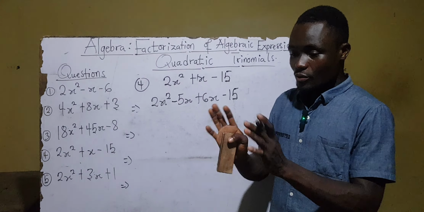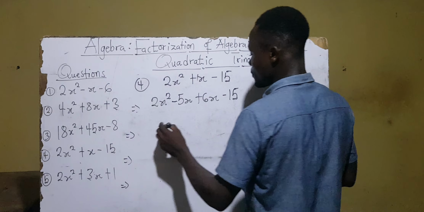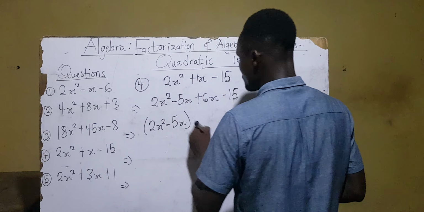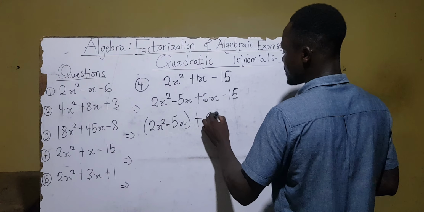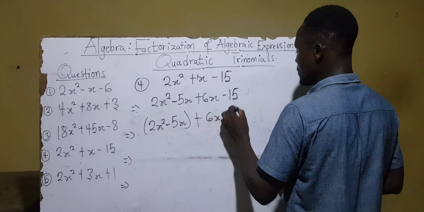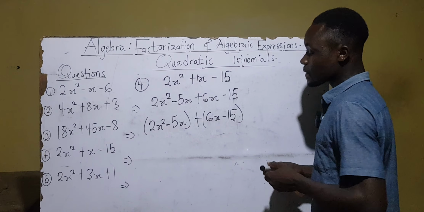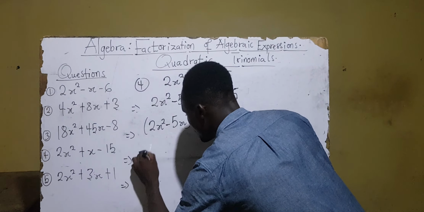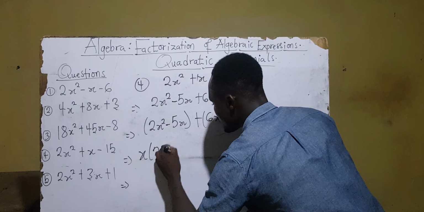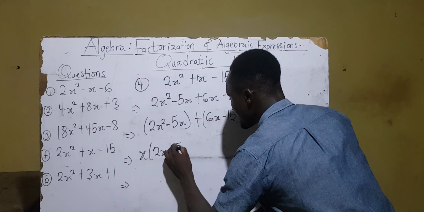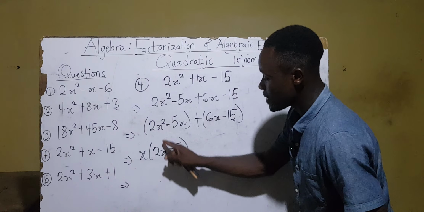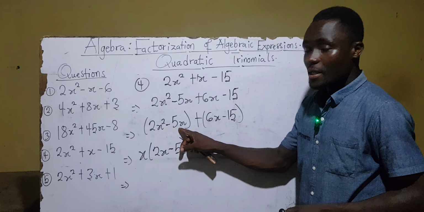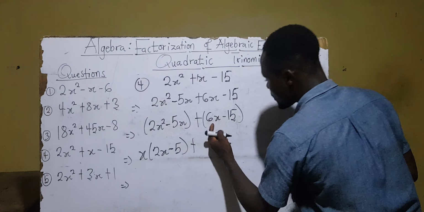So we are now going to group the individual terms into two folds. I have my first fold, which is 2x squared minus 5x. Then over here, I have 6x minus 15. I'll put that in a bracket too. Now I'll factorize this. What do they have in common? They have x in common. So here is left with 2x, and here is left with minus 5. Remember, if I use x to multiply this, I'll get 2x squared. If I also use x to multiply negative 5, I'll get negative 5x.